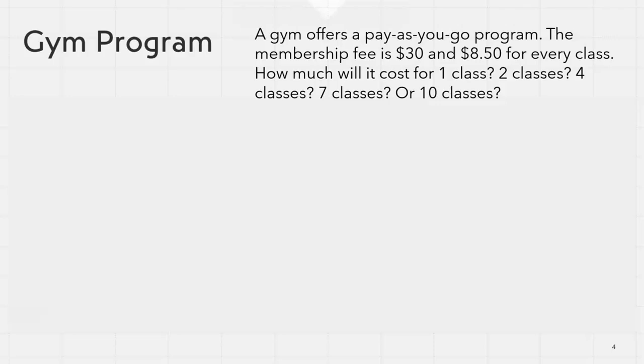So a gym membership has a pay-as-you-go program, and it is a one-time membership fee of $30 plus $8.50 for every class. How much will it cost for one class, two classes, 4, 7, or 10 classes? You need to set up your function, which would be 8.50x plus 30 equals y, and this is because you have a one-time membership fee, and then your 8.50 changes on how many classes you take.